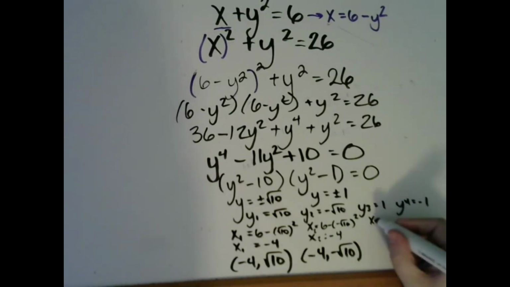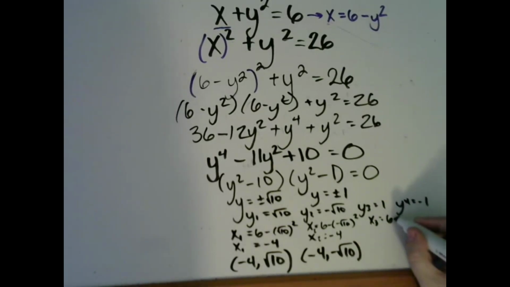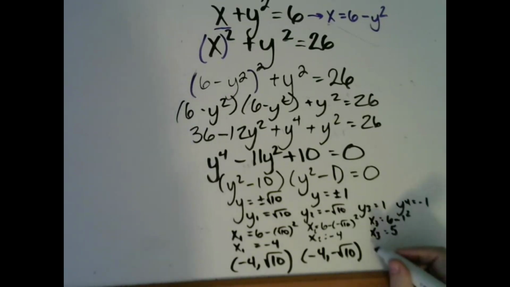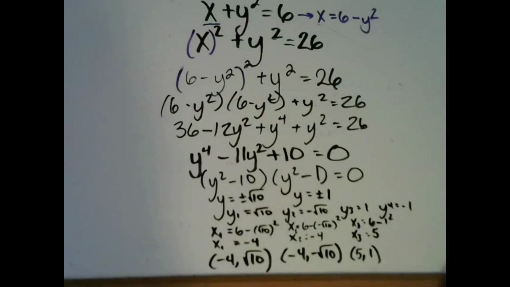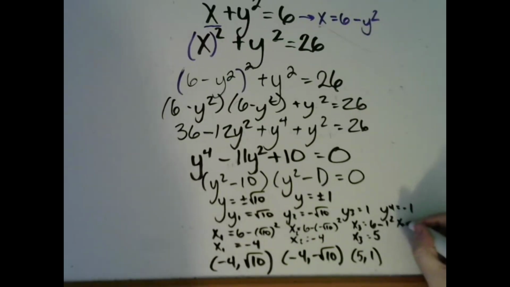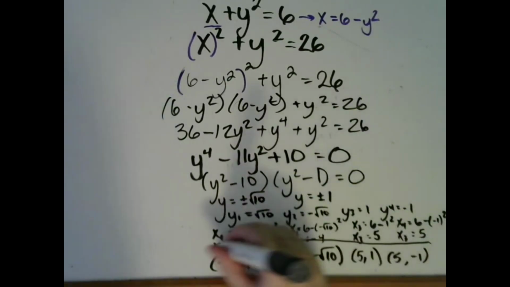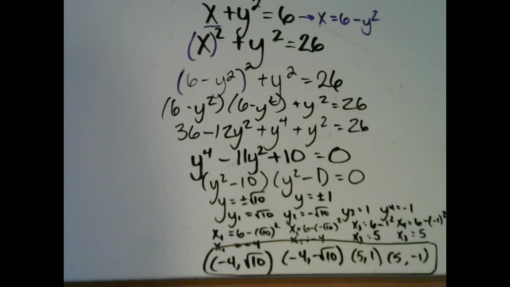Over here, for x3, I have 6 minus 1 squared, which is 5. And for the last one, I'm going to do x4 is equal to 6 minus negative 1 squared, and because of the parenthesis, this is also 5. All 4 solutions are down at the bottom, written as an ordered pair.